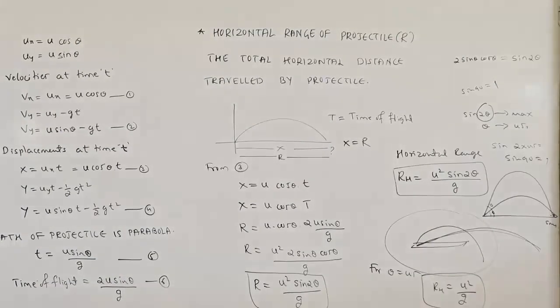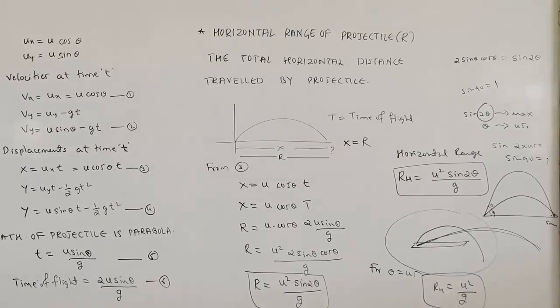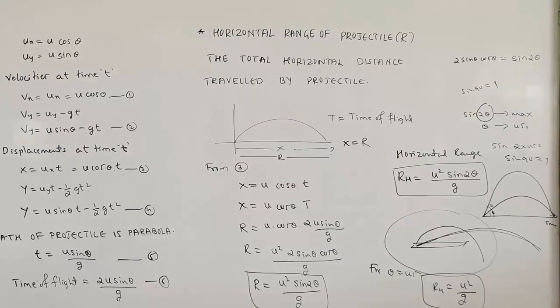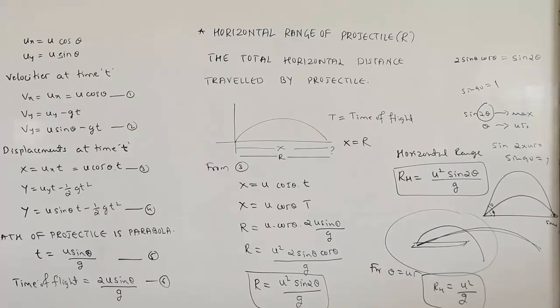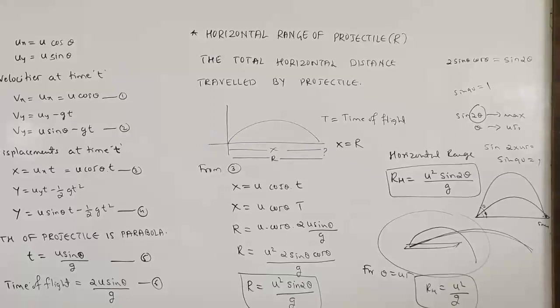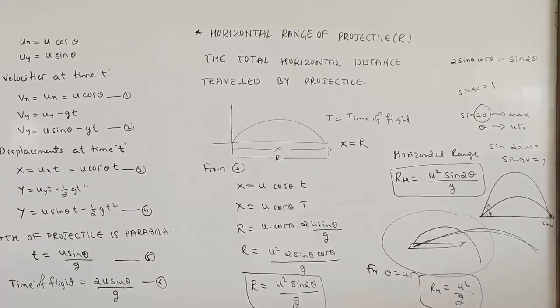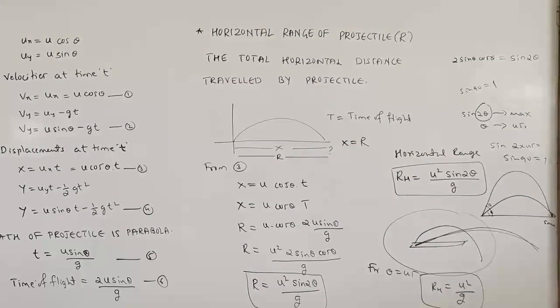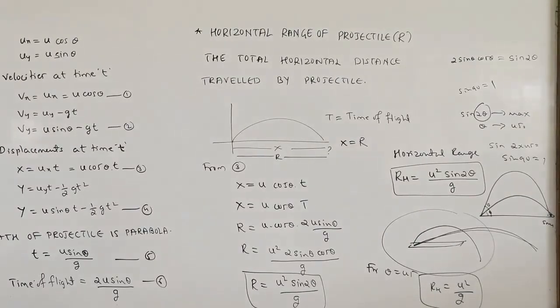So far, you can remember all these formulas. You have to remember the formula of the time of flight, that is 2u sin theta divided by g. You have to remember the formula of the maximum height attained by the projectile, and you also have to remember the horizontal range of the projectile, that is u square sin 2 theta by g.